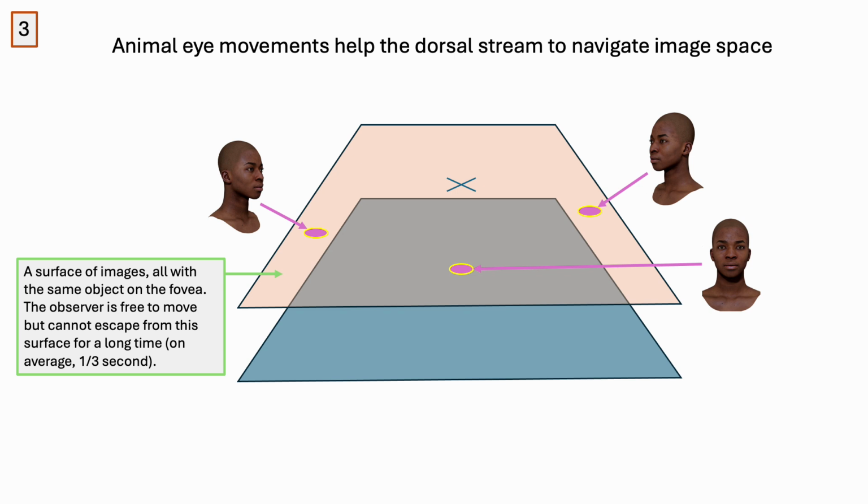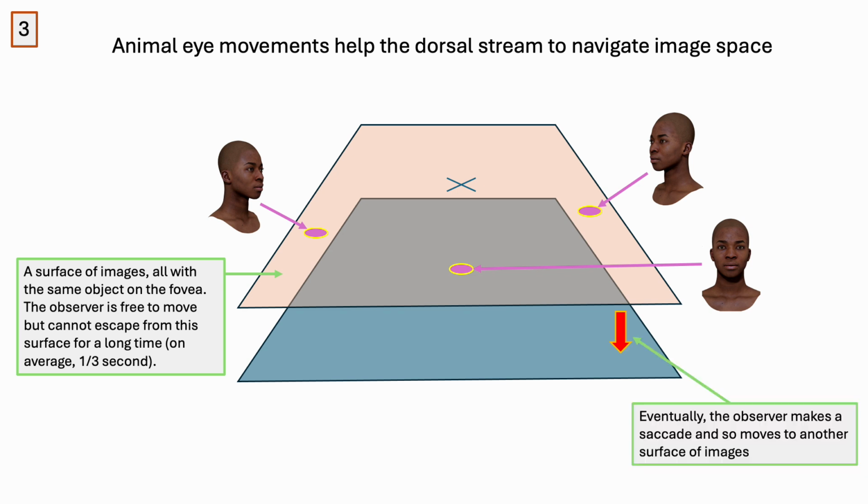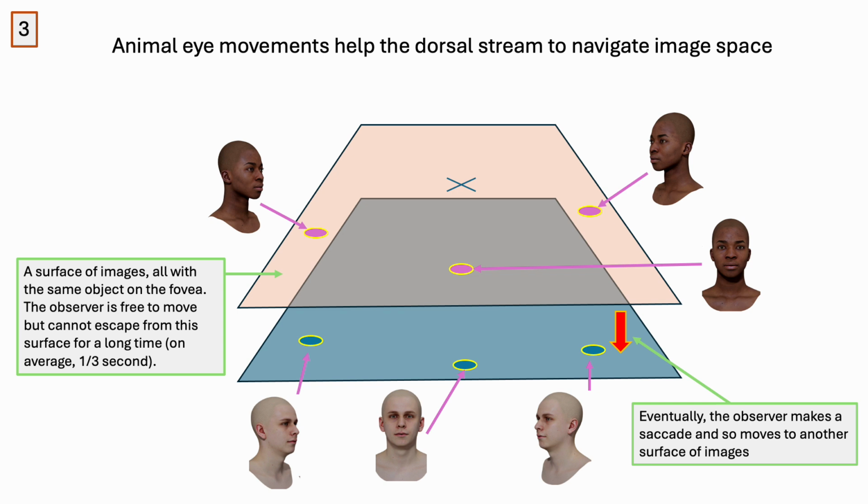The observer is free to move, but the point is that they cannot escape from this surface for a long time, on average about a third of a second. That's because of the way that animals move their eyes. And eventually the observer makes a saccade and so moves to another surface. And then they can look at another object.